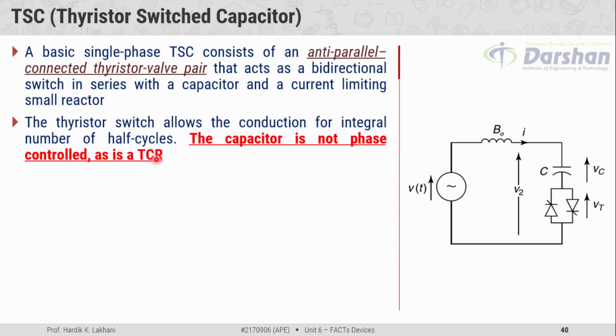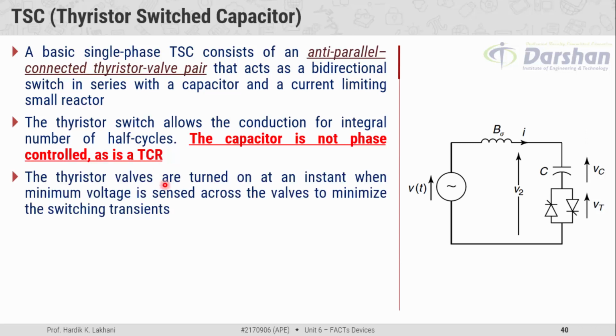So in TCR we understood that an antiparallel connected thyristor valve pair is connected in series with the reactor, and by controlling the firing angle alpha from 90 degrees to 180 degrees, we can control the reactance offered by TCR gradually, linearly. But in the case of TSC, only two possibilities exist. Either it offers the maximum amount of susceptance or zero susceptance. So in the case of TSC, we cannot gradually or linearly vary the susceptance offered by the compensator.